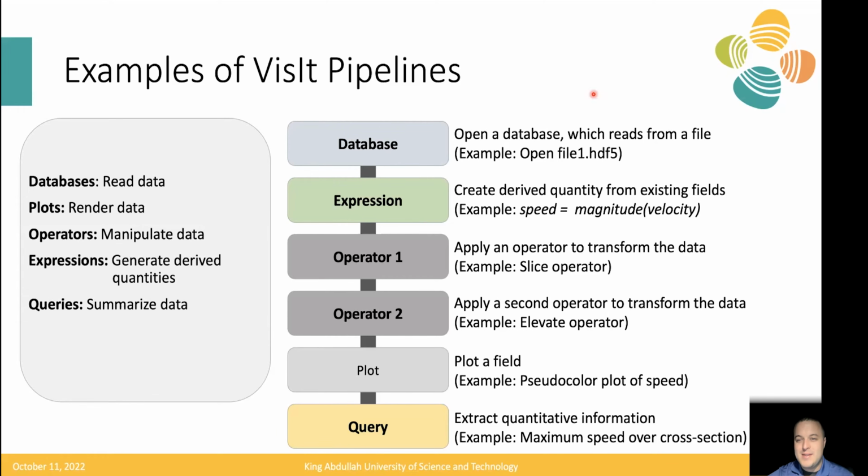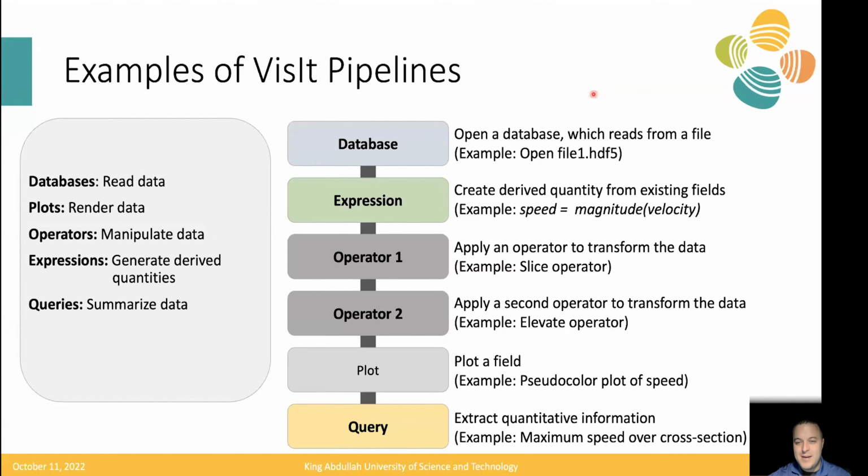We then apply an operator. That operator is the slice operator, so we're going to take a 2D slice out of the data. And then we're going to apply a second operator to transform the data. Let's say we're going to do an elevate, and the elevate raises the data up from its current position.